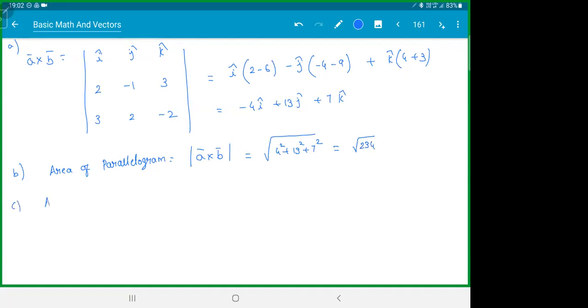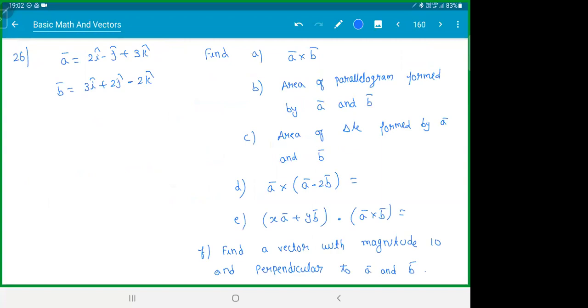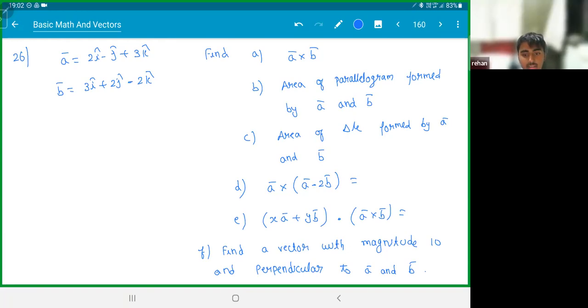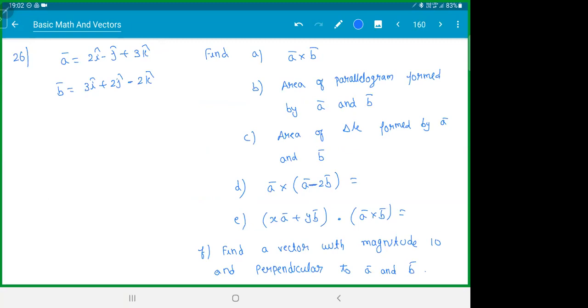What is the area of a triangle? Half of this. So half of root 234. That was easy. ABC very easy. Get the remaining DEF. Try. I'll give another 3 minutes. So in the D1, that is minus or that is dot? This is a minus.